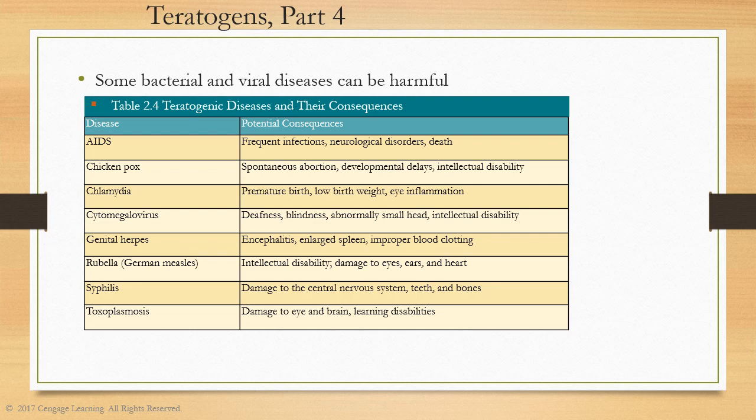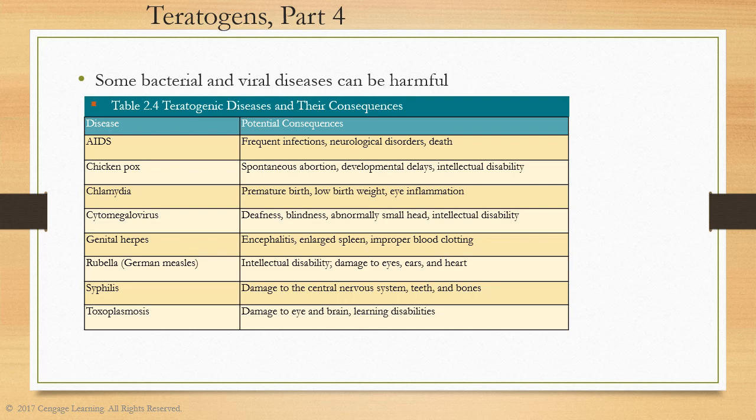Cytomegalovirus: deafness, blindness, abnormally small head, intellectual disability. Herpes, genital herpes: the child could be born with encephalitis, enlarged spleen, improper blood clotting. German measles, or rubella, so this is why we get vaccinated, right? Intellectual disability, damage to eyes, ears, and heart.